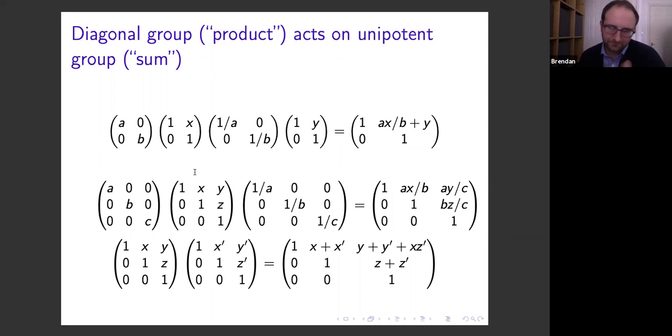And for higher dimensions, the action looks somewhat similar. If you have a diagonal matrix, then you get multiplication by ratios of the terms on the diagonal. And the product in the group is, at least on the first off diagonal, just addition. And then as you move away from the diagonal, you incorporate some more complicated terms. Anyways.